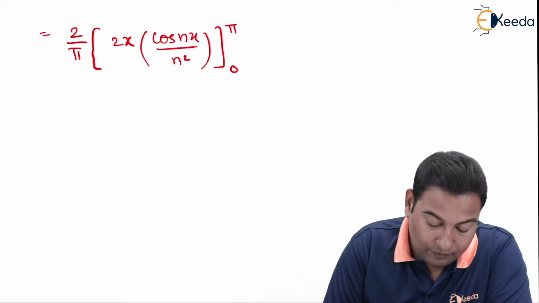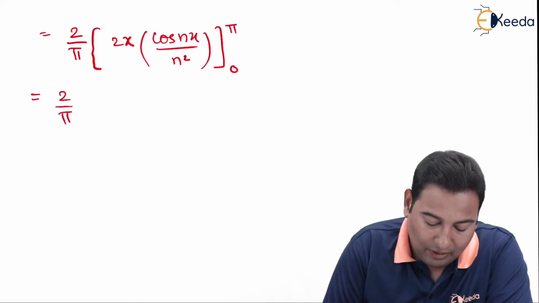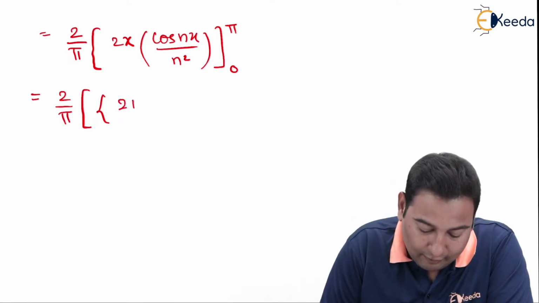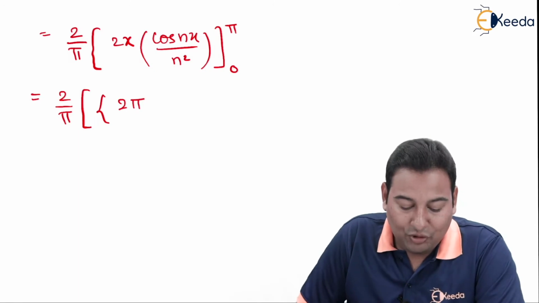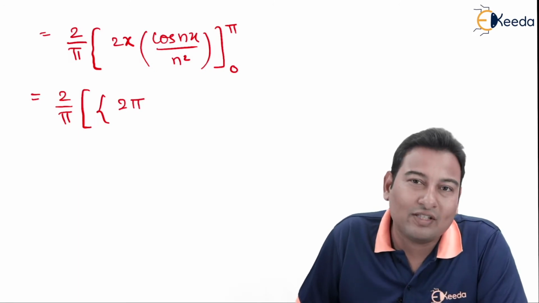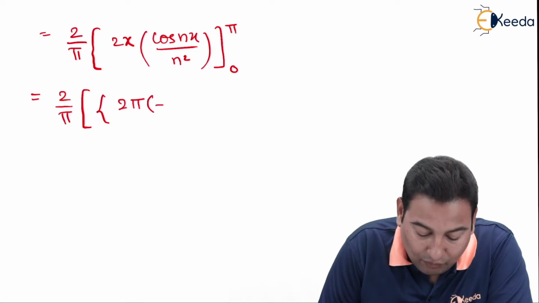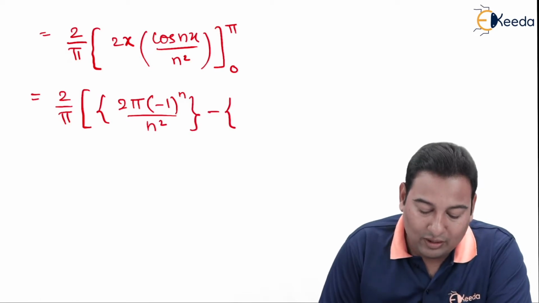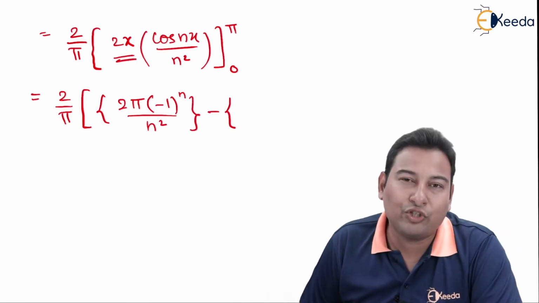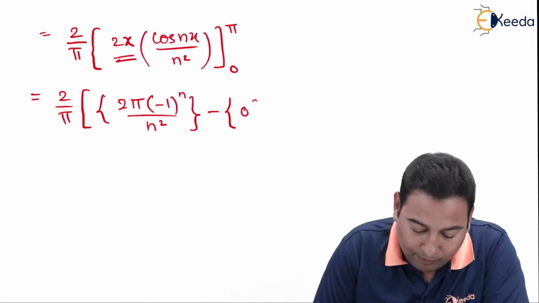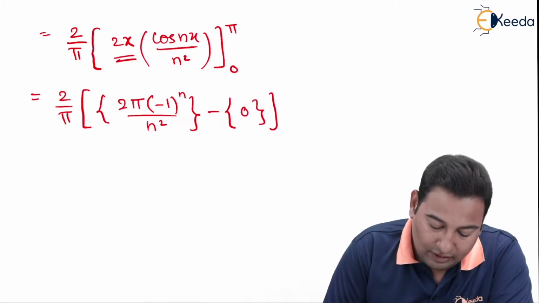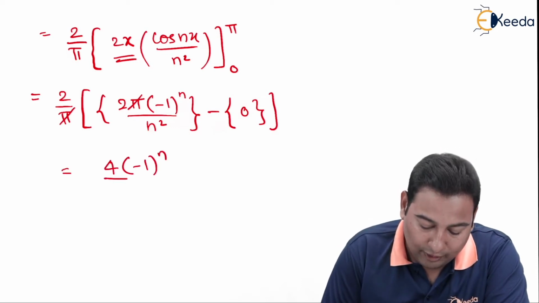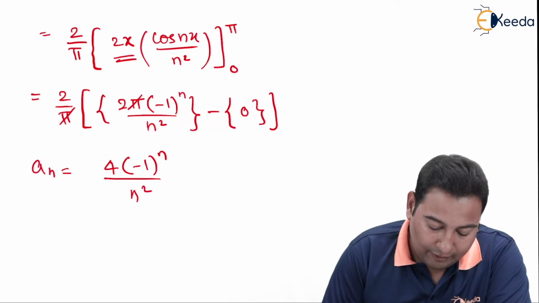Let's substitute the limits. This is 2 upon pi, upper limit minus lower limit. We're going to substitute pi, we'll get 2 pi. With that, if I substitute pi in cos nx, that will become cos n pi, and cos n pi, as discussed a number of times, is minus 1 raised to n upon n square. For the lower limit, if you put 0, 2x, 2 into 0 is 0, and everything will be 0. This pi will be cancelled and we'll get 4 minus 1 raised to n upon n square. This is the value of an.